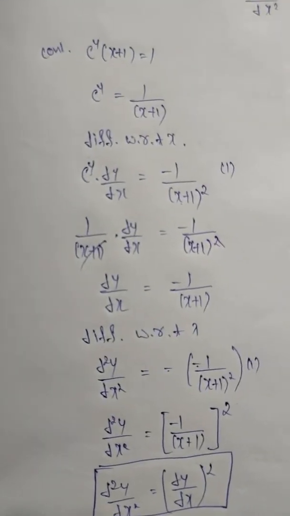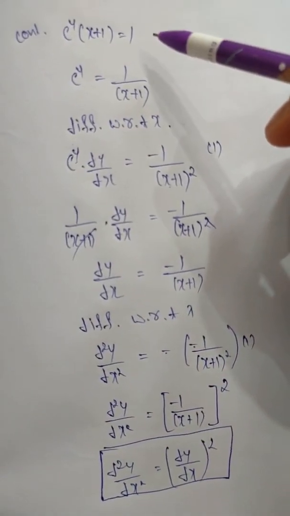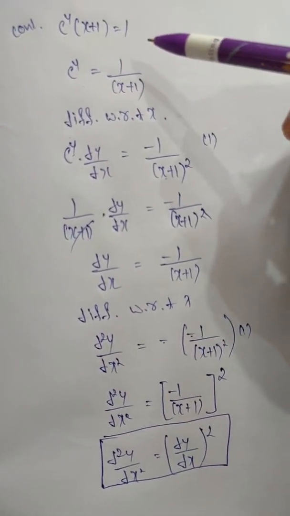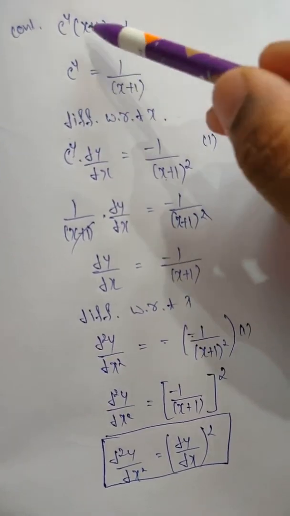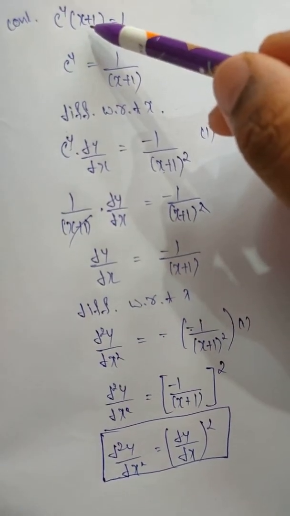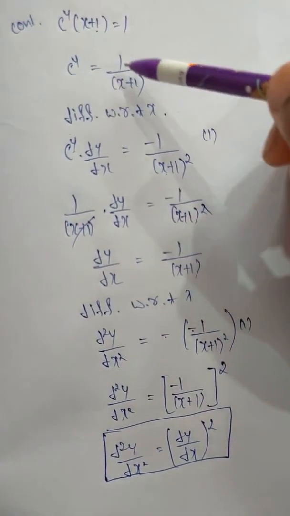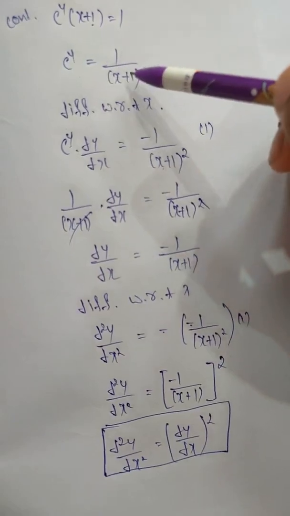Is it clear? Once again I am telling this problem, just listen here. This is the problem I gave as homework for you people. Some of the students will feel it is difficult, so I am redoing this problem. Just listen here. Consider e to the power of y into x plus 1 is equal to 1. If you differentiate using the product rule, no problem. Or else keep the x plus 1 on the right side, then e to the power of y is equal to 1 by x plus 1.